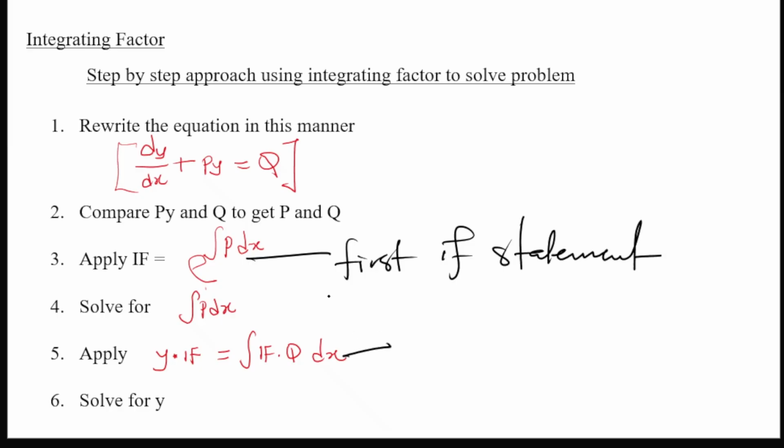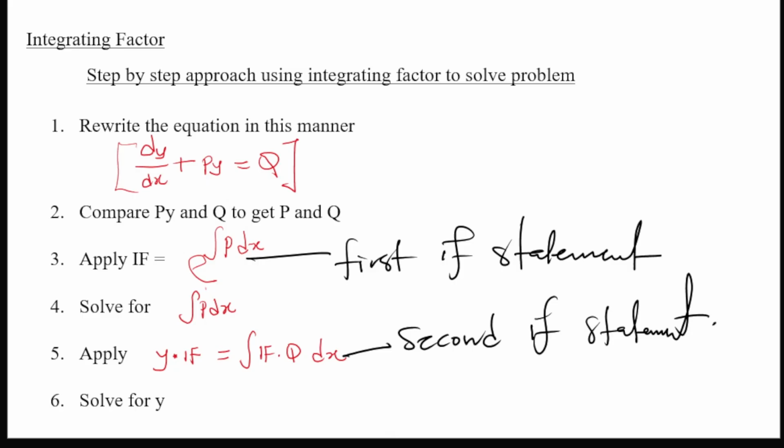Now, the first one is our first if statement that talks about what, exponential raised to the power of. But our second if statement just talks about what, y dot if, which is the first if statement, is equal to your integral of your first if statement multiplied by the value of q that you got. So we can call this our second if statement. Since we can call this our second if statement, let's go back to your question.